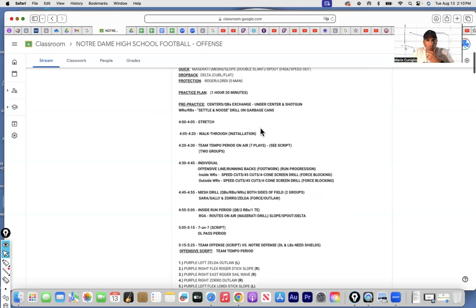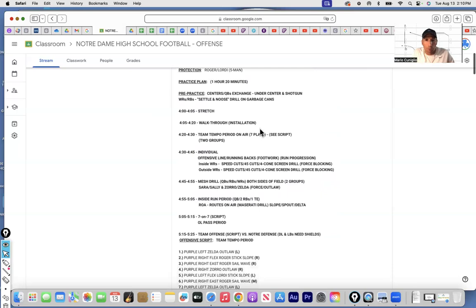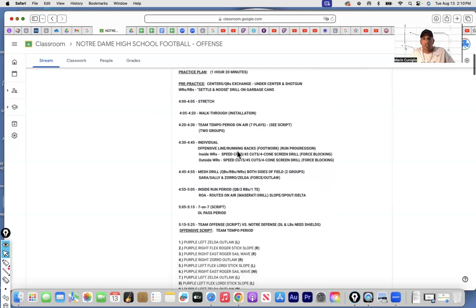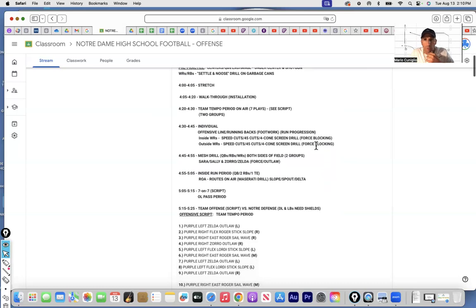So we'll have that. And then after team tempo period, we'll have individual offensive line and running backs. We'll go together. And you guys, running backs are working on footwork, and the offensive line will go through their run progression stuff for Zorro and Zelda, and also for Sarah and Sally. Inside wide receivers and outside wide receivers, okay, you guys will be with me. Younger guys are supposed to be going into your defensive positions with Coach Kelleher, Coach Bailey, and Coach Jones.